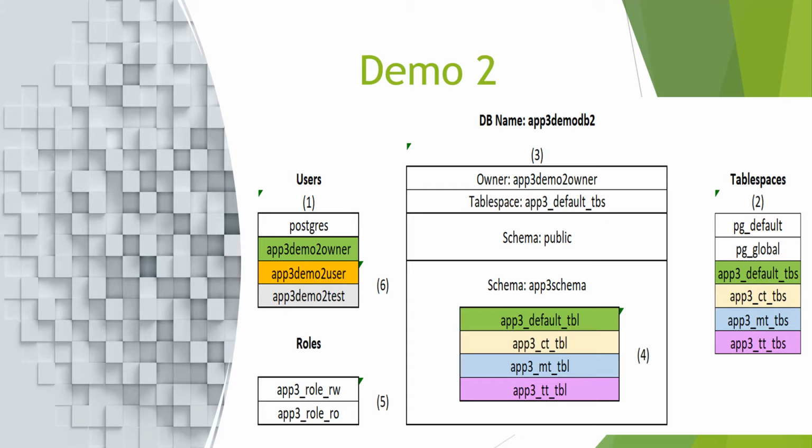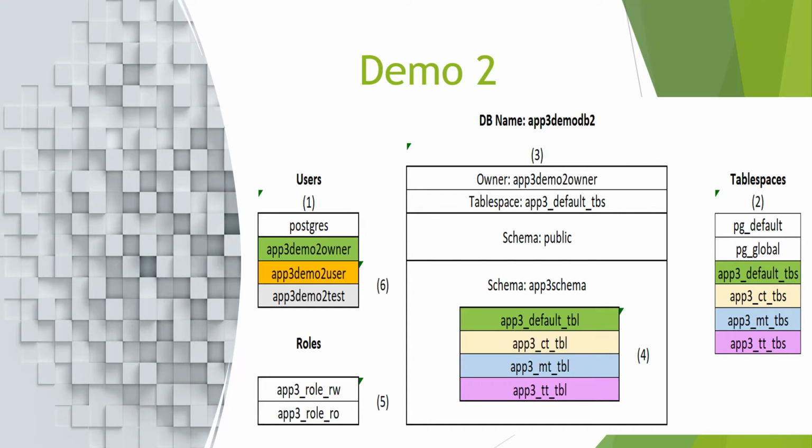One more important point I would like to mention here. The first table is going to reside in this particular table space. Second table is going to reside in this particular table space. Third table is going to reside in this particular table space. Fourth table is going to reside in this particular table space.